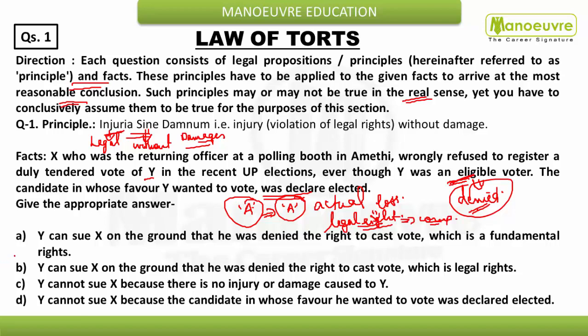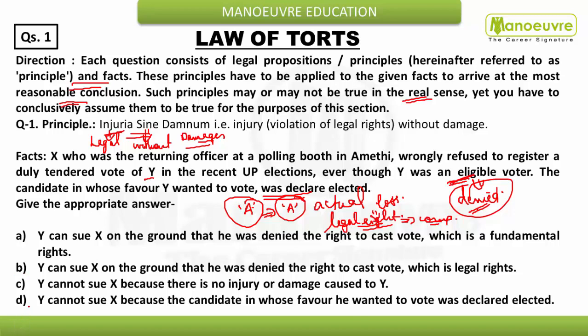Okay guys, now over here the question says give the appropriate answer. Option A is: Y can sue X on the ground that he was denied the right to cast vote, which is a fundamental right, okay? B says Y can sue X on the ground that he was denied the right to cast vote, which is a legal right, okay? So between A and B, if you have a choice, then it is a fundamental right and the legal right. Y cannot sue X because there is no injury or damage caused to Y.